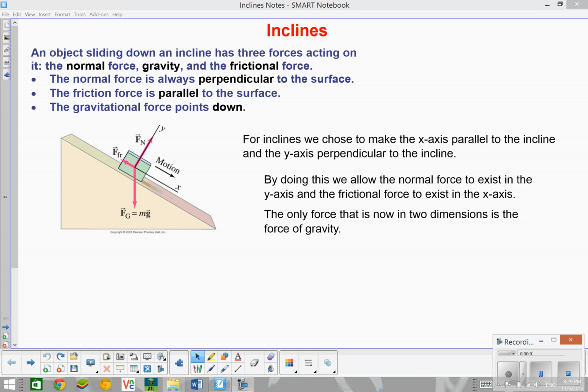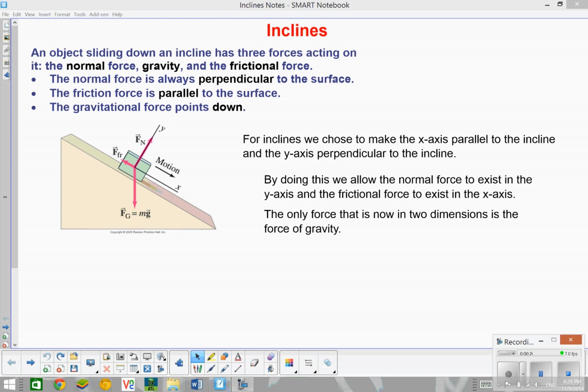Let's talk about inclined planes. What happens when we take an object and place it on a surface that has been raised at an angle, an inclined plane? Turns out that the object has a minimum of three forces acting on it.